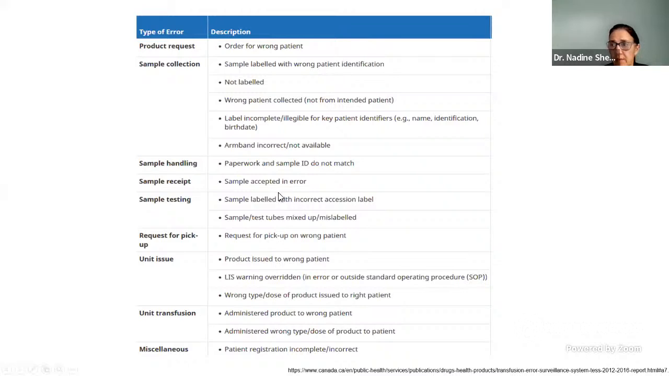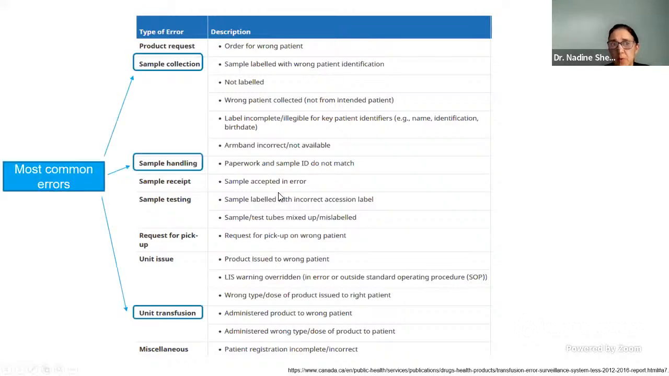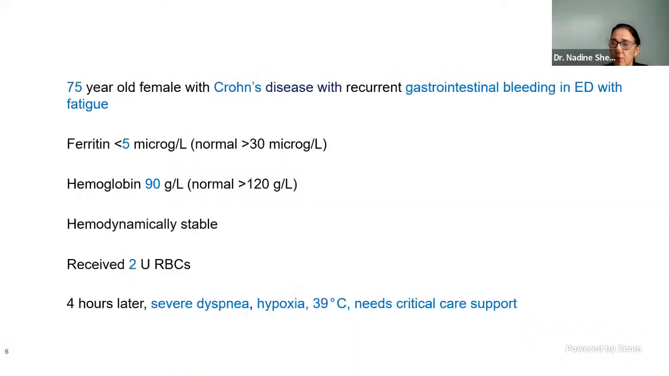If we look at all these types of errors, the most frequent errors are going to be at the level of sample collection, sample handling, and unit transfusion. But I would consider that errors can also occur, and I think Manuel alluded to this as well, at the patient level, from the perspective of: did this patient require the blood transfusion?